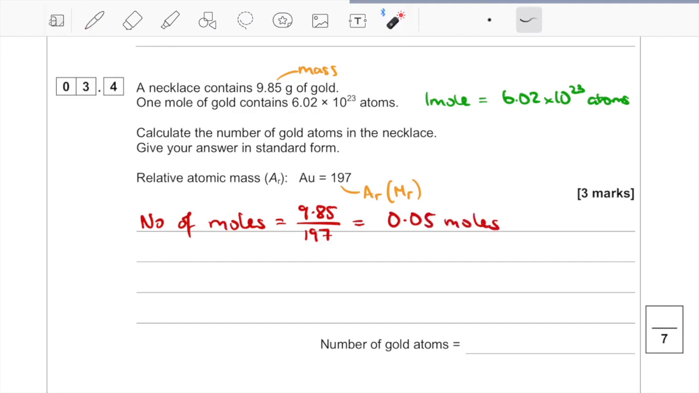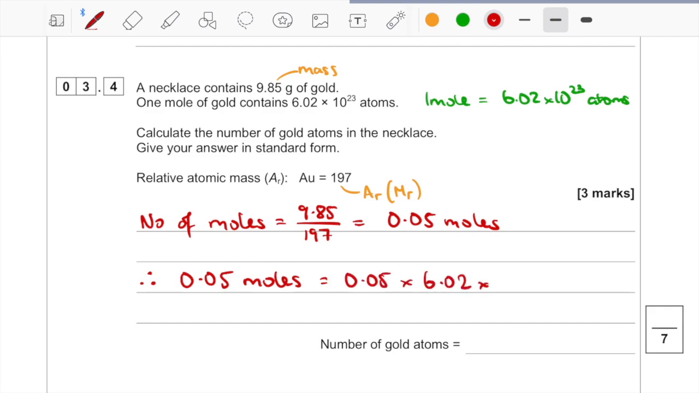So 1 mole equals 6.02 times 10 to the 23 atoms. Therefore, 0.05 moles, so a fraction of 1 mole, equals 0.05 times 6.02 times 10 to the 23, which equals 3.01 times 10 to the 22. So that's what they were wanting us to do here.